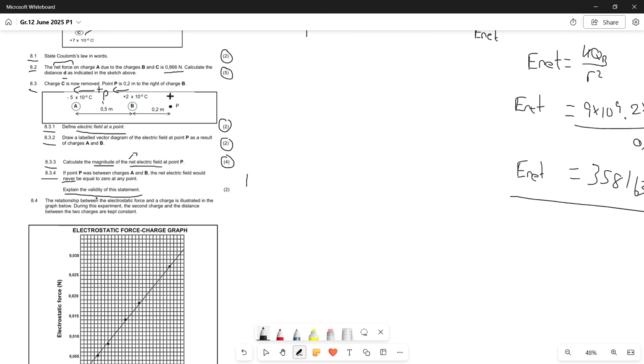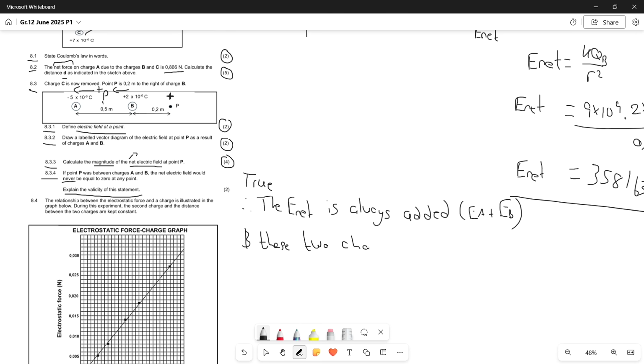So is this statement true or false? This statement is true because it would never be equal to 0. So we have true because the E net is always added, EA plus EB, and these two charges are working in the same direction. So 1 mark for true, 1 mark for our explanation, and that just earned us 2 marks.